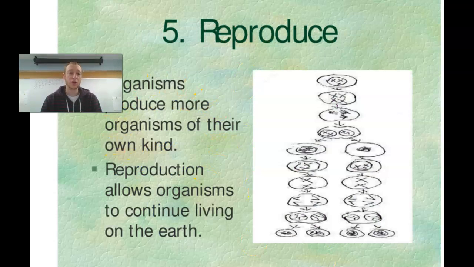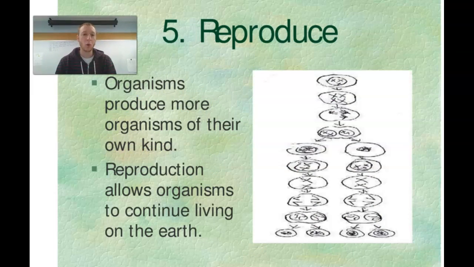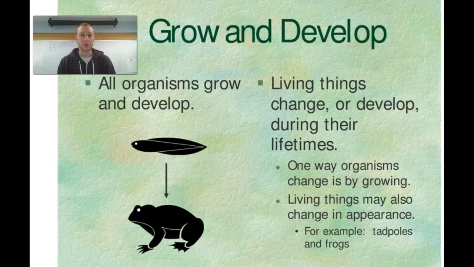Living things can also reproduce, right? Organisms produce more organisms of their own kind. They have babies. Reproduction allows organisms to continue living on the earth. A non-living thing cannot reproduce. A rock can't magically produce more rocks. I mean, you can cut a rock in half and turn one rock into 2 rocks, but it's not like it made a new rock, right? But living things can make new living things. So living things can reproduce.